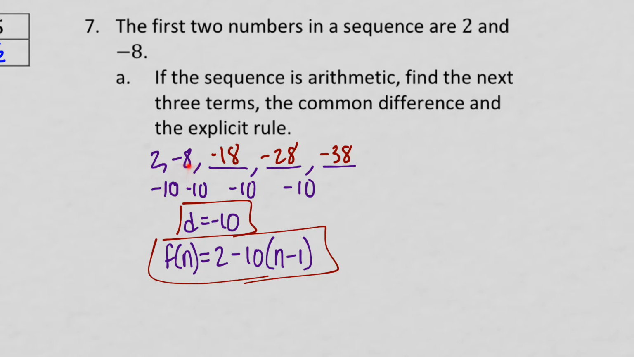So minus 10 gives you -8, minus 10 gives you -18, minus 10 gives you -28, and so on. So that means that the common difference is -10. And so the function rule for this, the explicit rule, is 2 minus 10 times n minus 1, because 2 is the initial term, -10 is the common difference, and we're calling it the first term for that one.